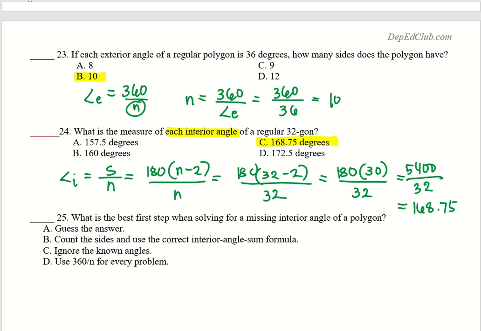25. What is the best first step when solving for a missing interior angle of a polygon? So for 25, you have to count the sides and use the correct interior angle sum formula. So you have to get the sum first, and then after that, divide it by the number of sides.